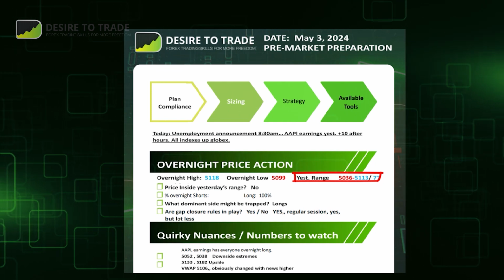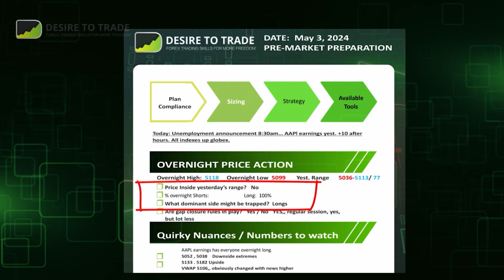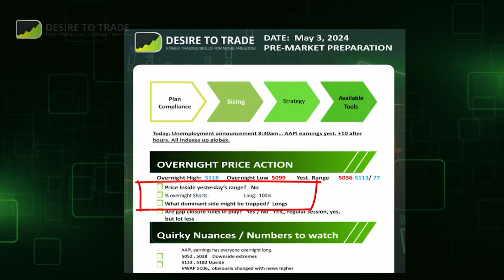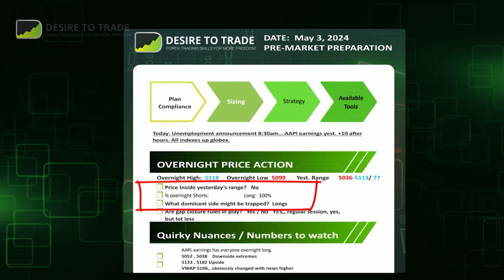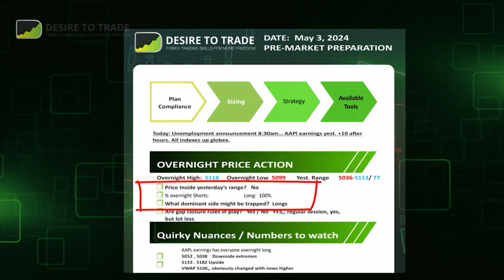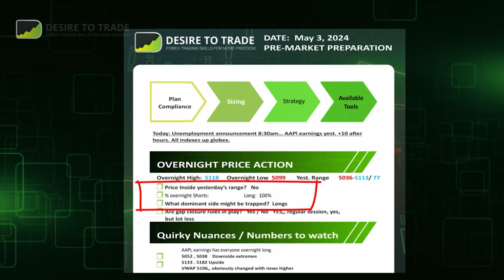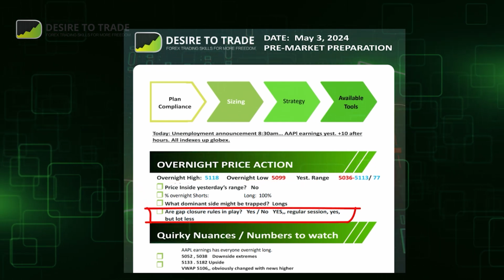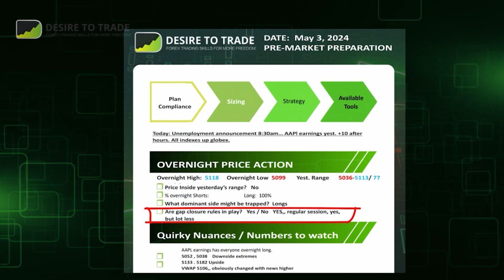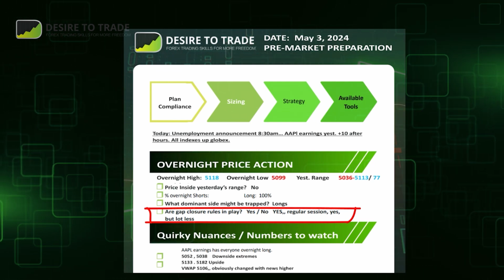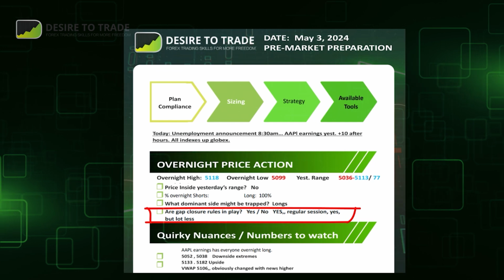Price inside yesterday's range? Absolutely not, right? Overnight shorts, short or long? Still 100% long. That's the one thing in the back of my head that says there's too many longs here. What dominant side might be trapped? Longs. Are gap closure rules in play? Yes. Regular session? Yes, but a lot less.